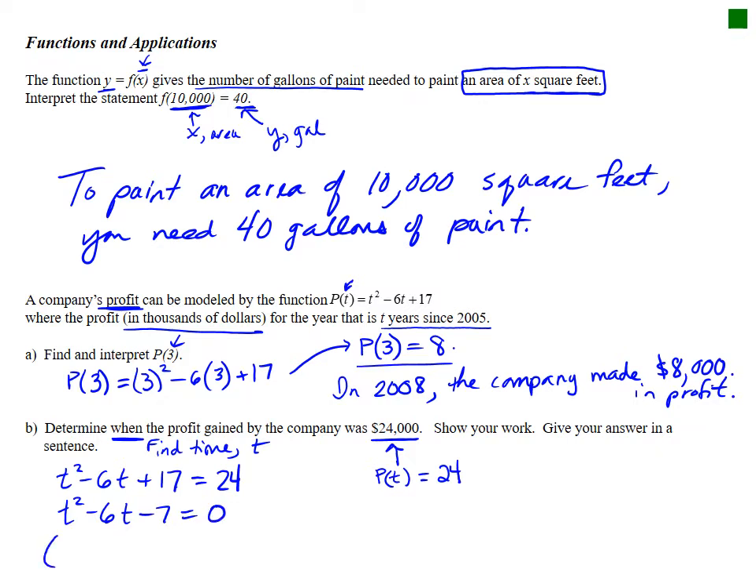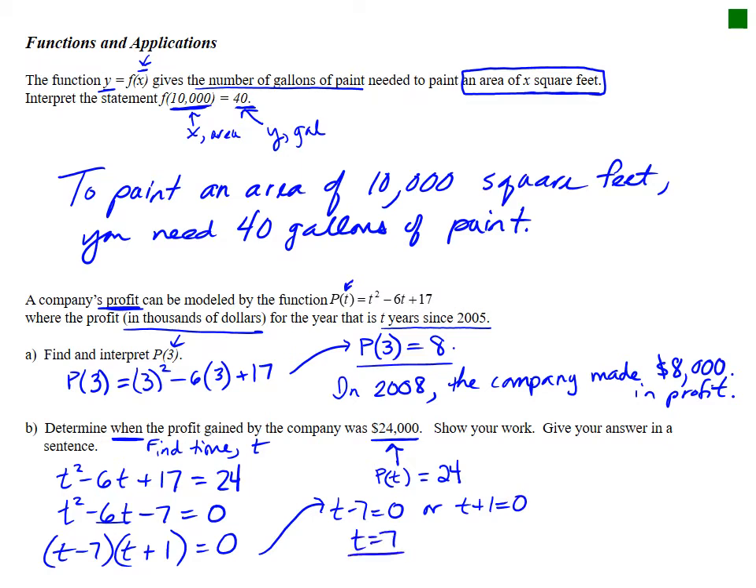Factor the trinomial you have on the other side into two binomials, t times t. I think we're going to use a -7 and a +1 will give us a -6 in the middle. So I get two factors that I can set equal to 0. T minus 7 equals 0, or t plus 1 equals 0. T minus 7 equals 0 is going to result in a solution of t equals 7, and then the other solution will be -1.